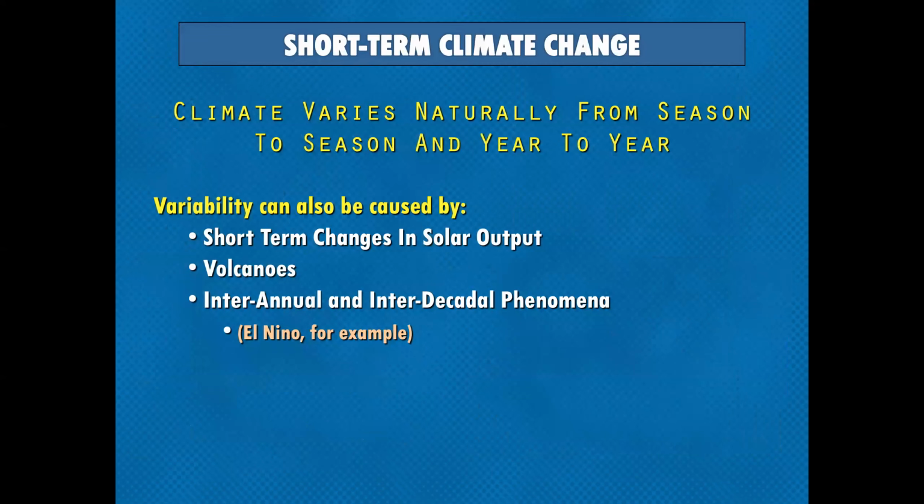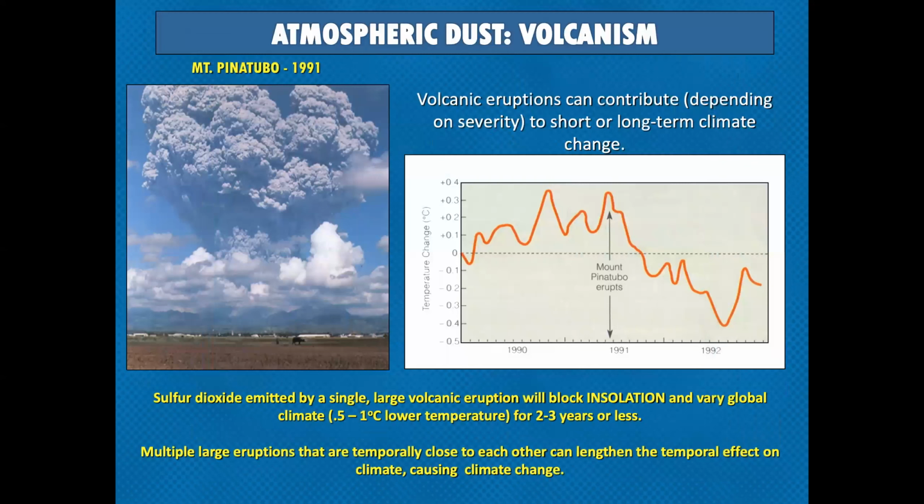Some of the short term changes in climate have to do with either volcanoes or something like El Nino. So, volcanism tends to have a cooling effect on the planet because the dust and the chemical reactions shield sunlight from coming down into the planet.